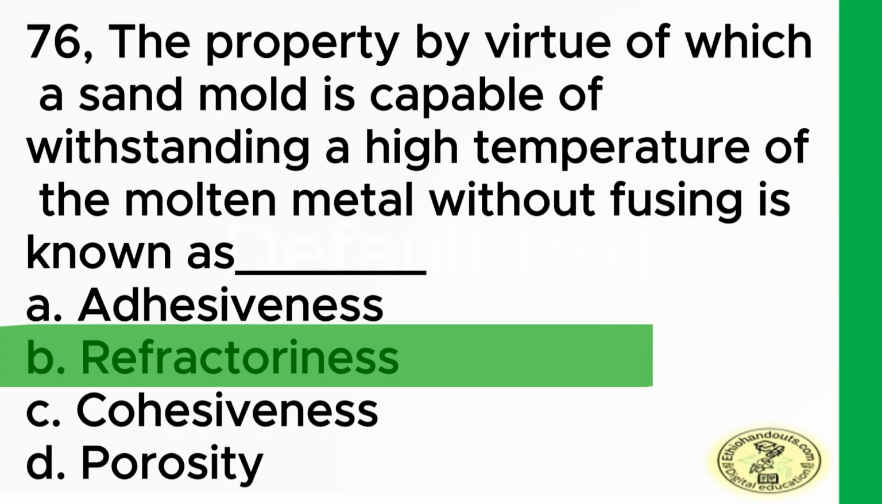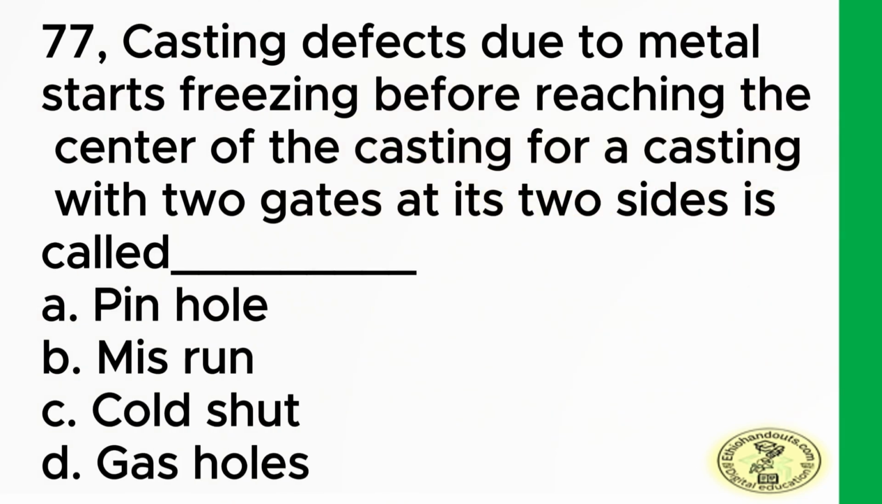The correct answer is B. Refractoriness. 77. Casting defects due to metal starts freezing before reaching the center of the casting, for a casting with two gates at its two sides, is called dash. A. Pinhole, B. Misrun, C. Cold shut, D. Gas holes.